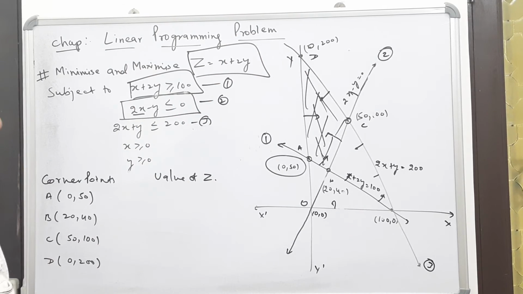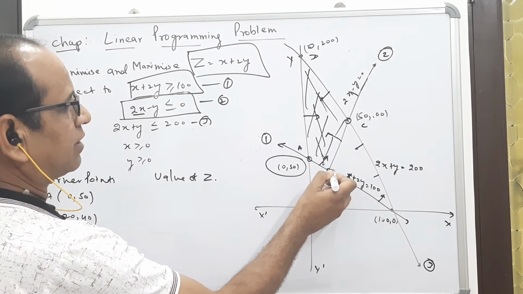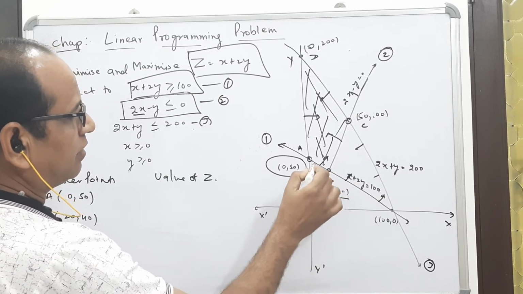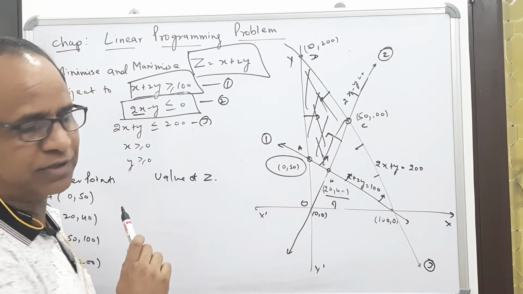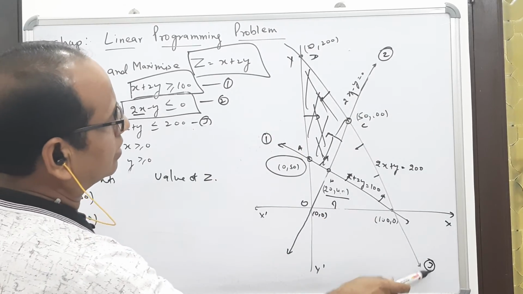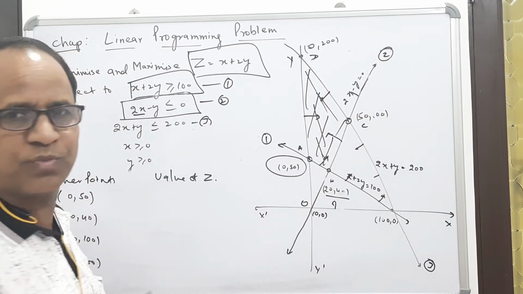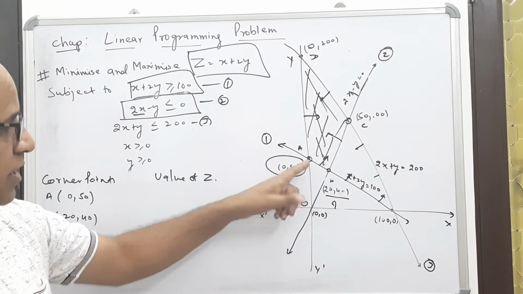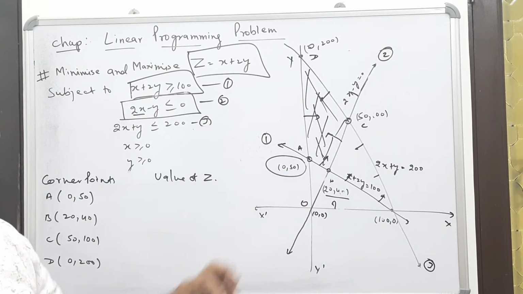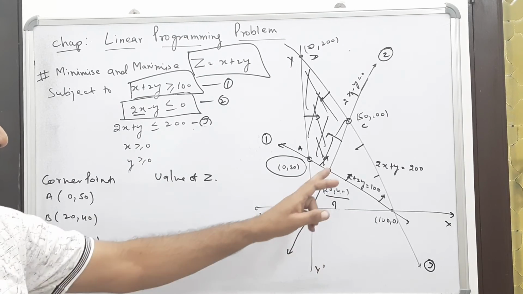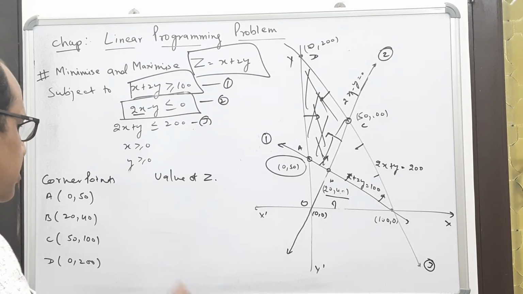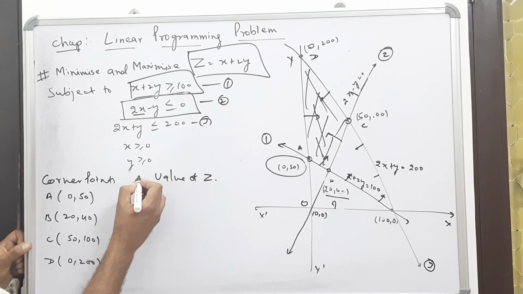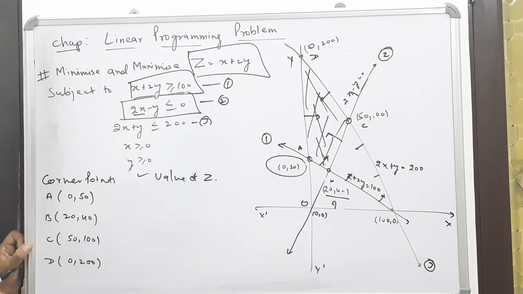Now the point arises that how we got that this is 20 and 40. If you solve the first and second, you will find this point. If you solve the third and second, you will find this point. This point it is already there, this point it is already there. So by solving 2 linear equations, we will be able to get the coordinates of these points also. Now we will calculate the value of z at these corner points.